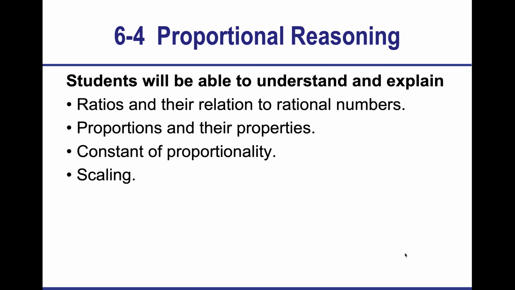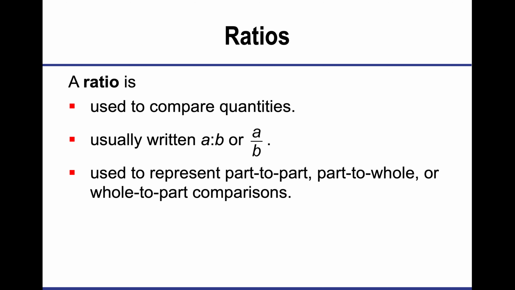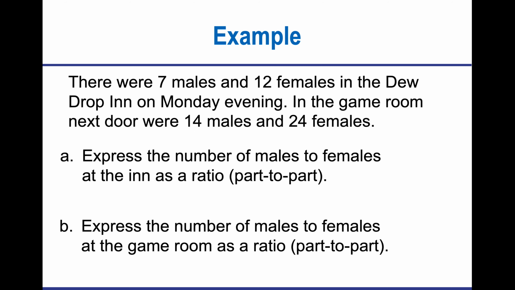So we're going to continue in chapter 6, and we're going to slow it down a little bit and start looking at ratios and how they're related to rational numbers. A ratio is a comparison of a quantity, which I could write either as a fraction or as A colon B, so A to B. And that's going to be used to represent a part to a part, a part to a whole, or a whole to a part comparison. So here's an example.